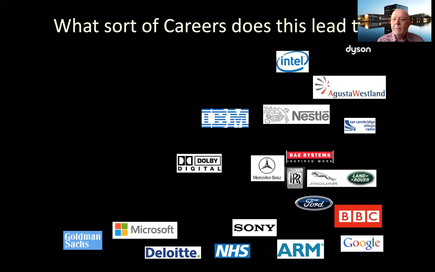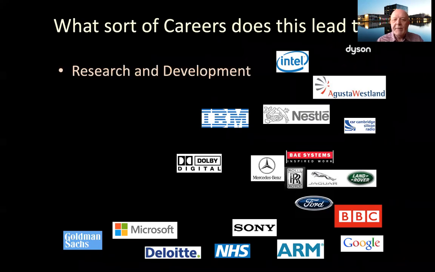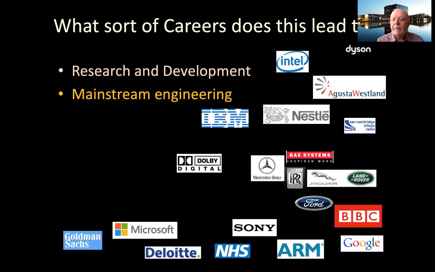What sort of careers might the programs lead to? Well, here's a few examples of some companies that I suspect you've heard of many of these companies in the past. So some of our students go into research and development, so either into universities or into companies that focus on research. Many go into what I would call mainstream engineering, so companies like BAE Systems, Jaguar Land Rover, Rolls-Royce, Ford, those types of mainstream engineering companies.